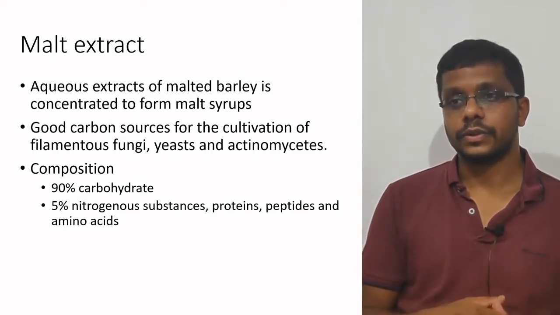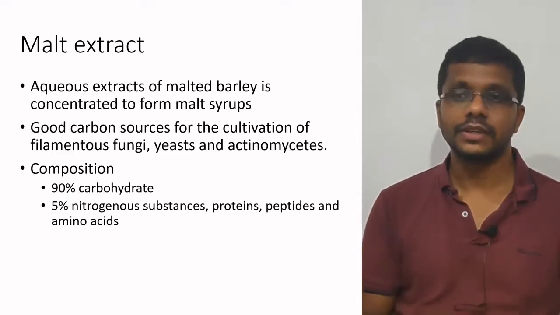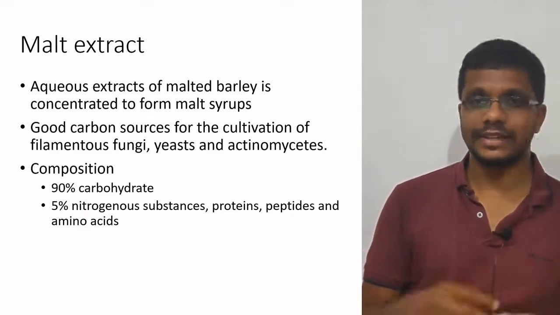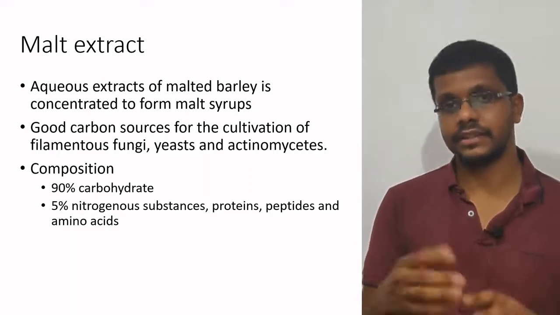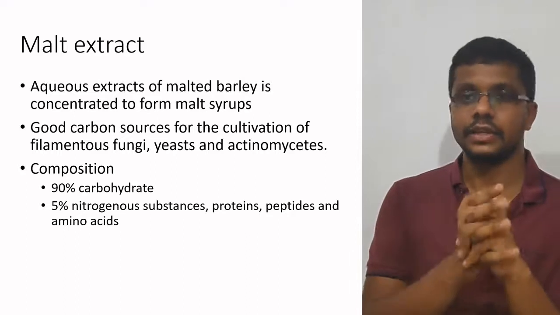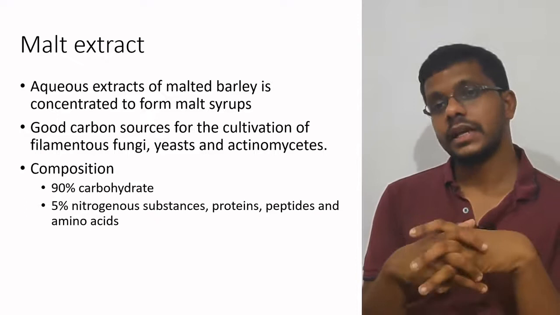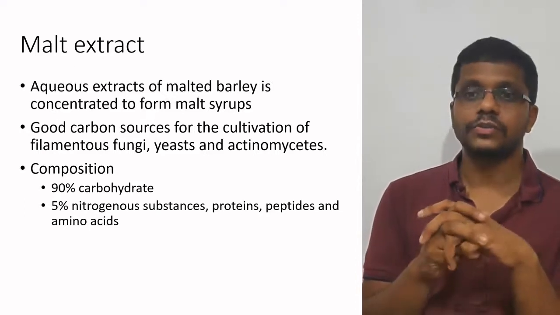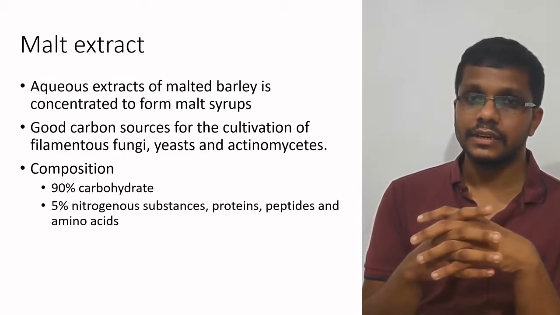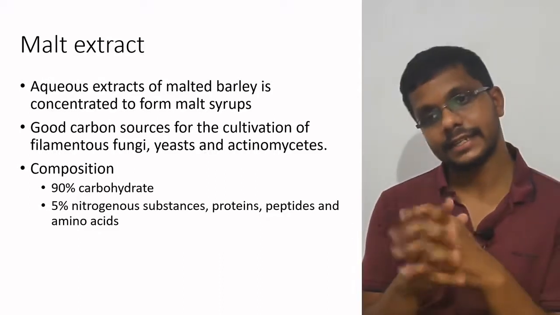So I guess you know how barley is used in different industries, and you also know the process of malting. It is actually germinated to get the enzymes, and after the germination, we will take it and it is made into a paste. Basically, it is used for the production of beer, and it is a good carbon source for the cultivation of filamentous fungi, yeast, and actinomyces because it contains some complex carbohydrates like polysaccharides.